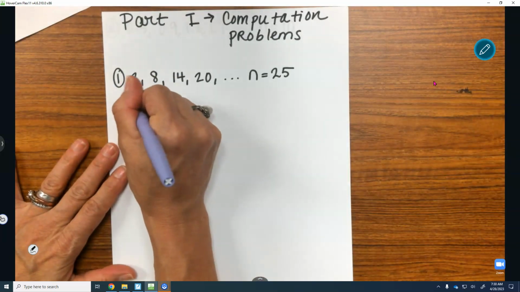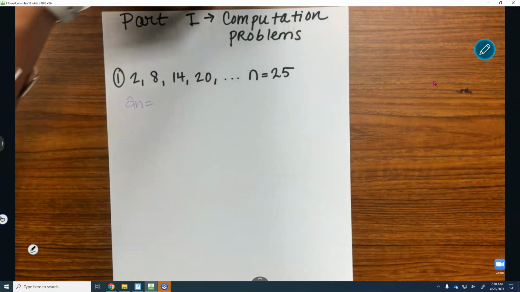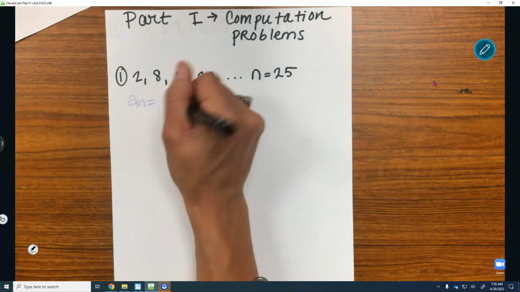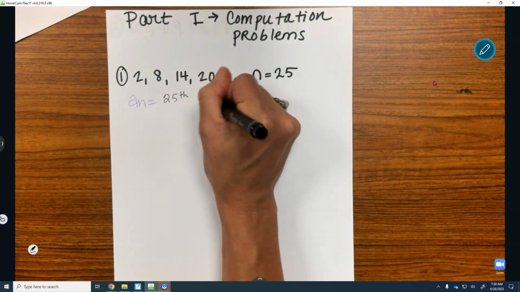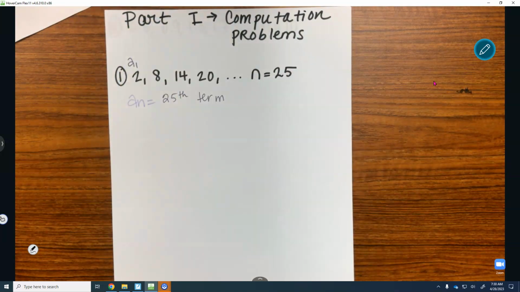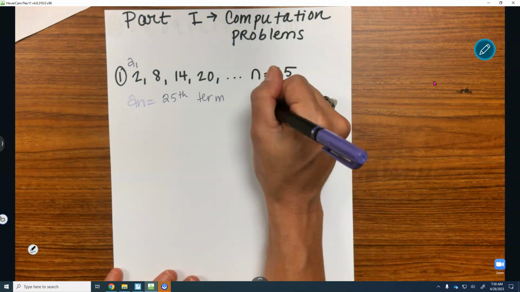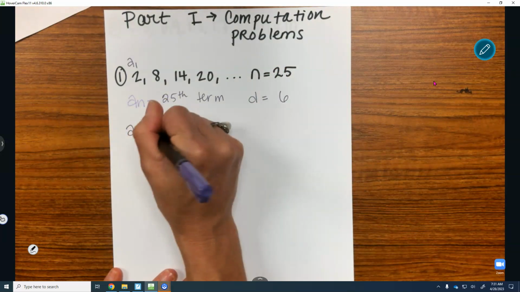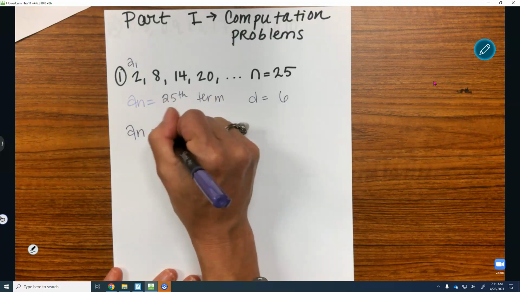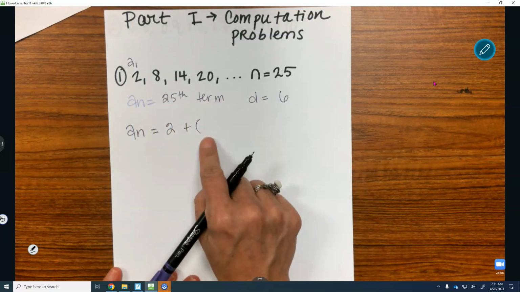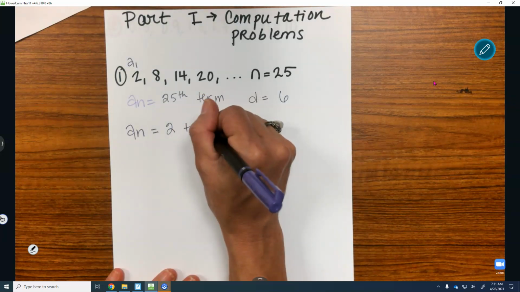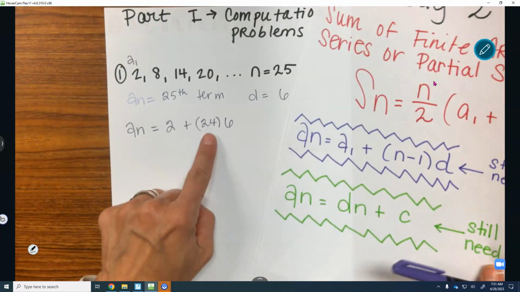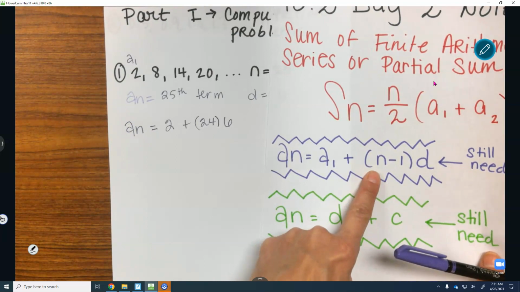All right, so remember, A sub n, sorry guys, autofocus lock, is going to be the 25th term. I know this is A sub 1. I also know that the difference is 6. So the 25th term that we're looking for, I'm going to leave that there. I know A sub 1 is 2. Plus, remember, we're looking for the 25th term. So it is going to be 24 times the difference of 6. And where did that 24 come from? Right here. 25 minus 1.